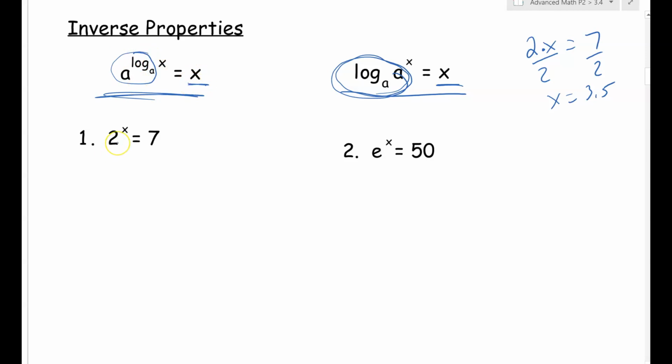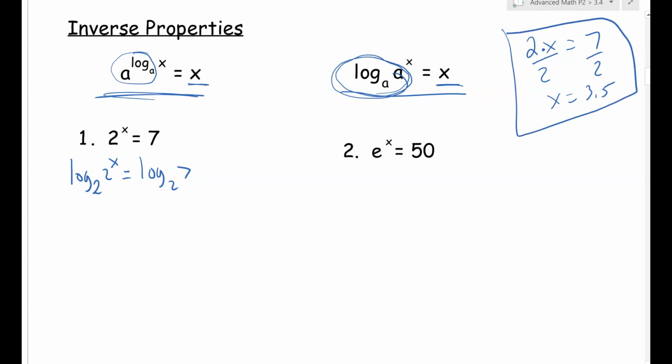So the idea here is this is exponential. What's the opposite of an exponential? A logarithm. So we have to take the log of the same base there, so base 2 on both sides. You're taking the logarithm. Remember, it's the same idea that we just did over here. The opposite of an exponential is a logarithm.